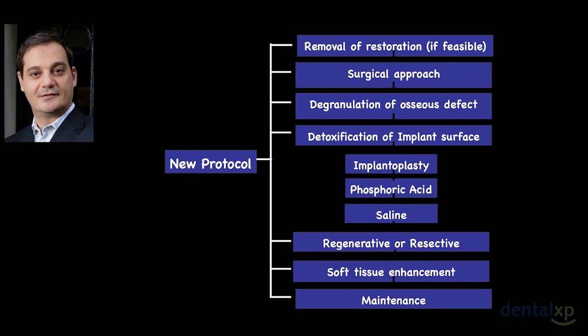After that, we will go to the regenerative or the resective. Mostly we will aim for regenerative. And if we notice from the get-go, before we open the flap, that we have a very thin tissue, then we will enhance the soft tissue at that time, and then we will close it. But everything depends on the maintenance. So if we don't follow those patients every 3 months afterwards, we will not achieve a long-term success of these therapies.